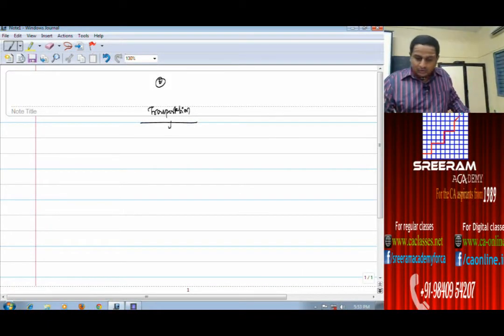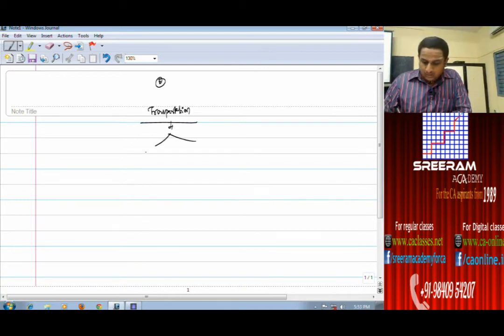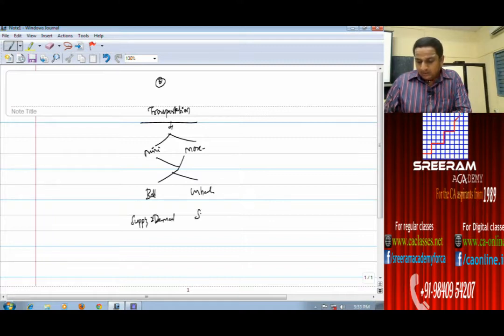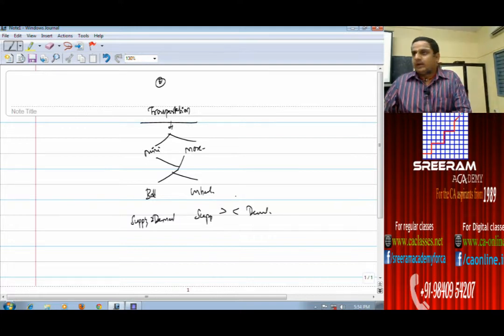We'll continue our discussion on transportation. So, how economically goods can be transported from one place to another place. It may be a minimization problem or maximization problem, and both of them can be a balanced problem or unbalanced problem. Balanced or unbalanced depends upon supply equal to demand. If supply is greater than or less than demand, it is an unbalanced problem.